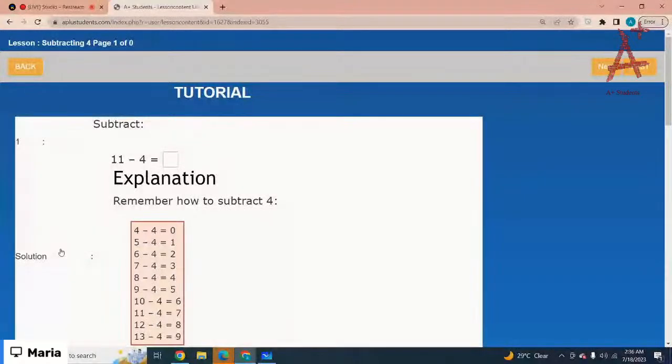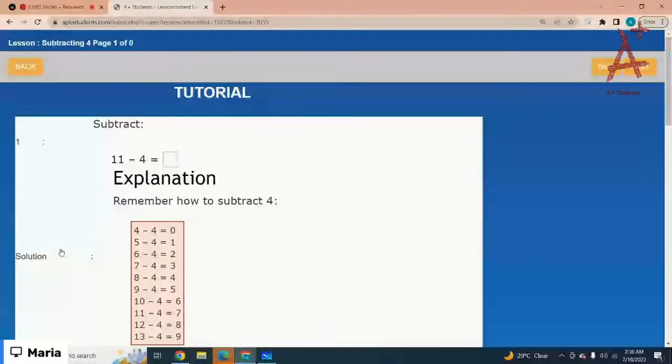6 subtract 4 is 2. 7 subtract 4 is 3. 8 take away 4 is 4. 9 take away 4 is 5. 10 take away 4 is 6. 11 take away 4 is 7. 12 take away 4 is 8, and 13 take away 4 is 9.